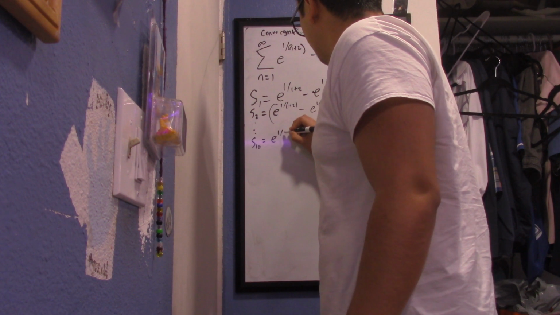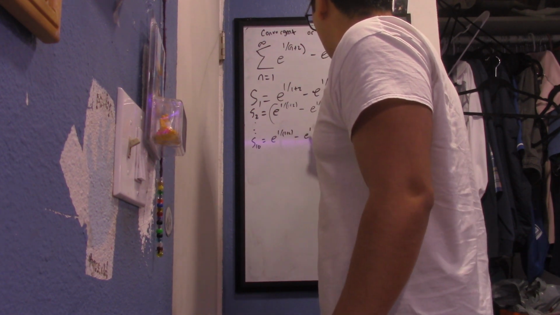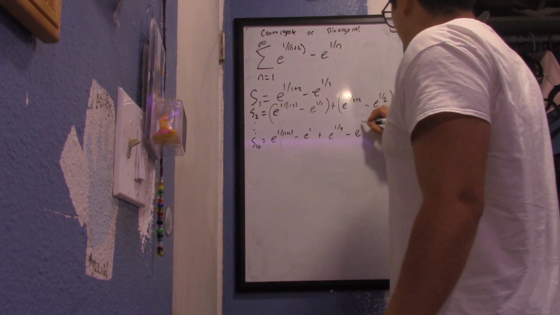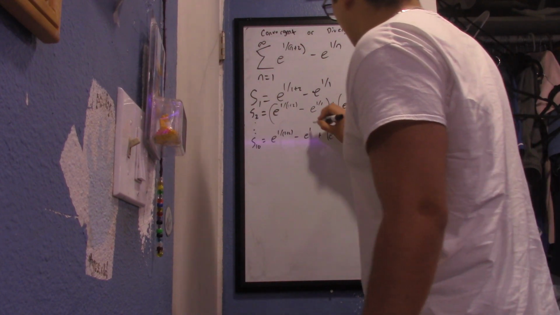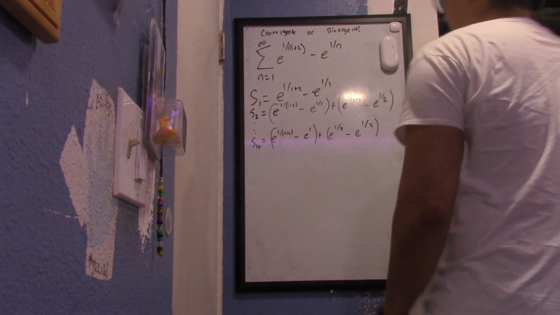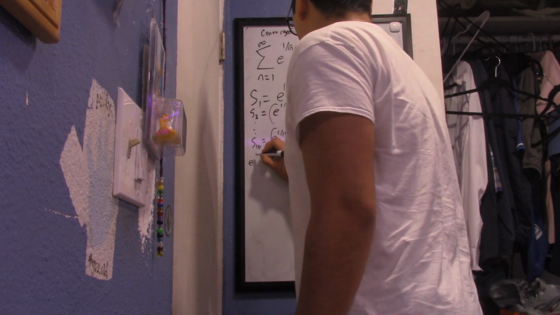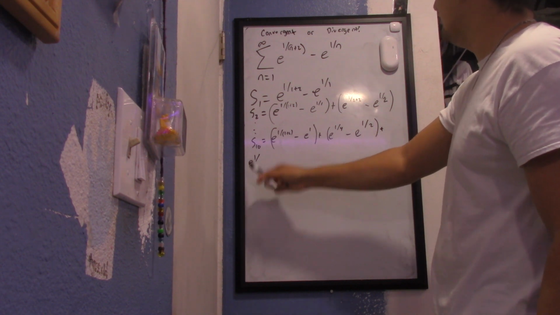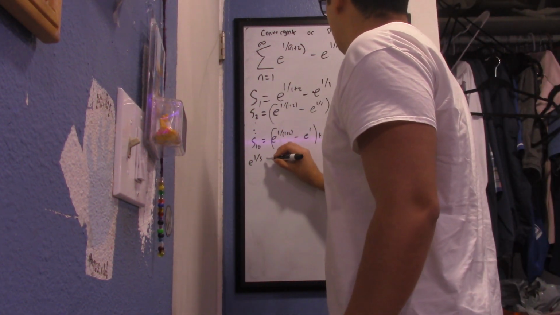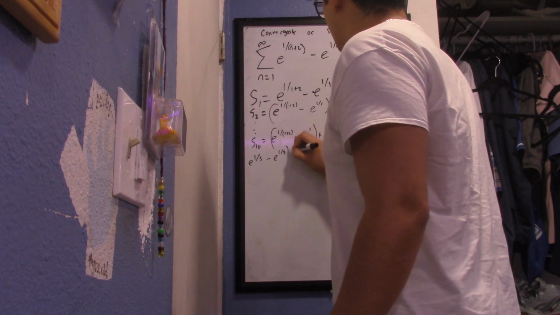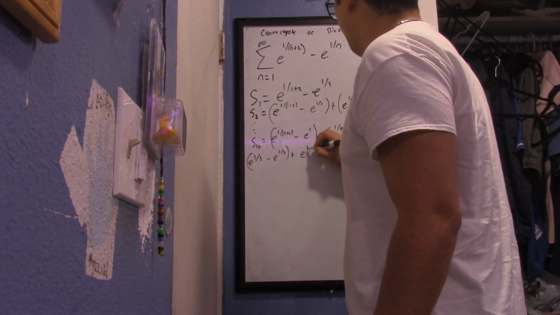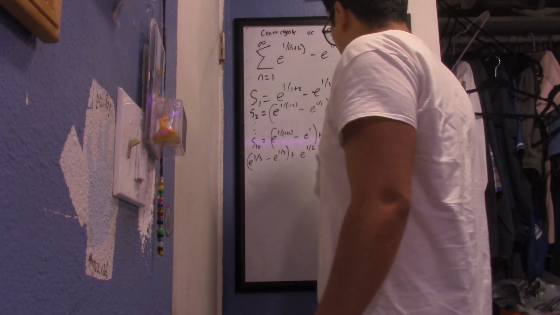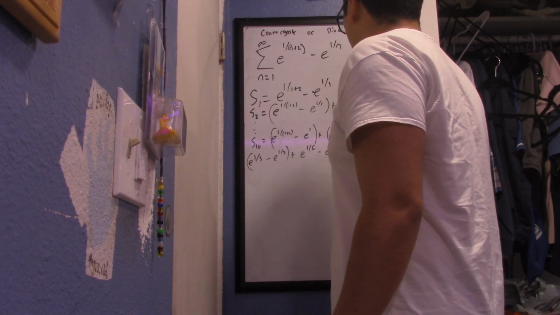e to the power of 1 over 1 plus 2 minus e to the power of 1 over 1, plus e to the power of 1 over 2 plus 2 minus e to the power of 1 over 2. We're going to keep going until we reach 10. Plus e to the power of 1 over, for n equals 3, 3 plus 2 is 5, minus e to the power of 1 over 3. Plus e to the power of 1 over, for n equals 4, the fourth term, 4 plus 2 is 6, minus e to the power of 1 over 4.